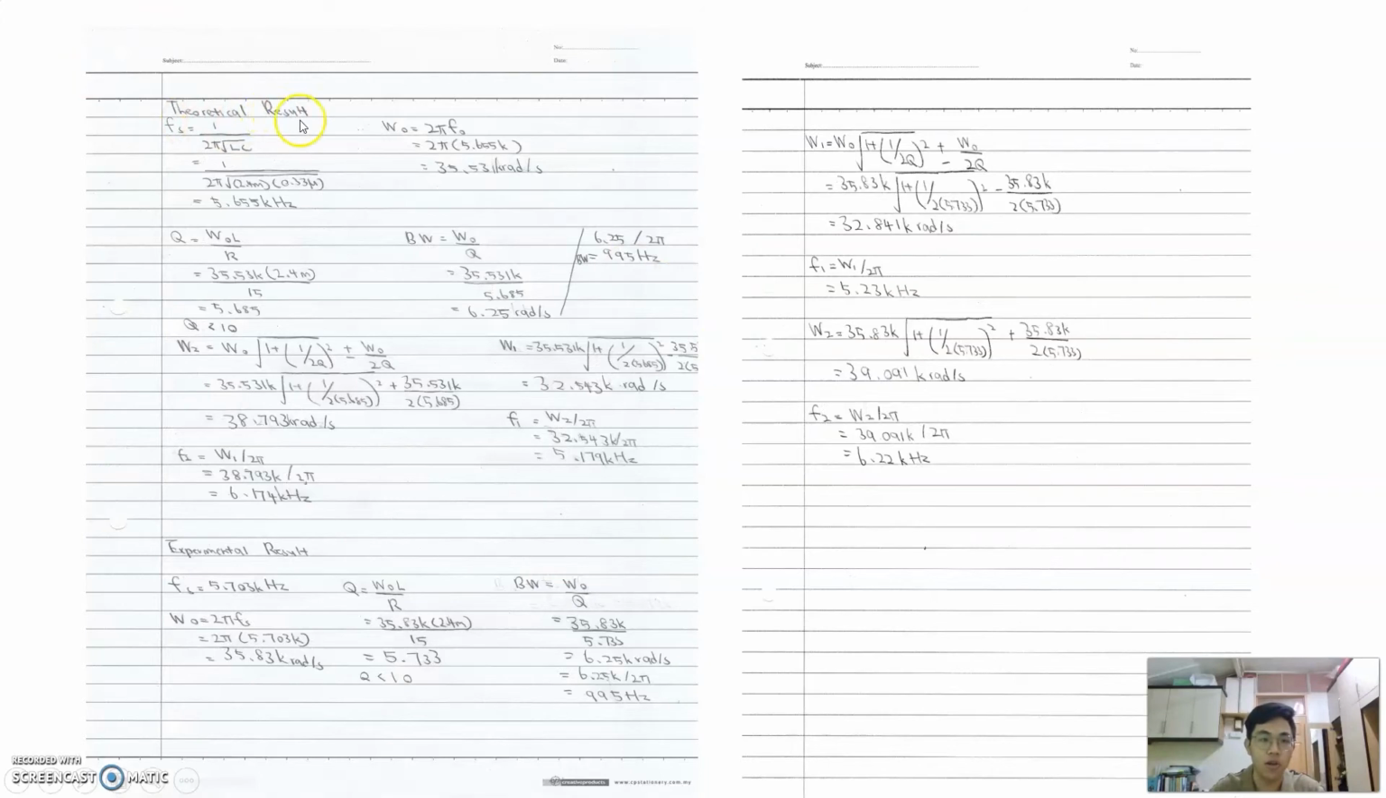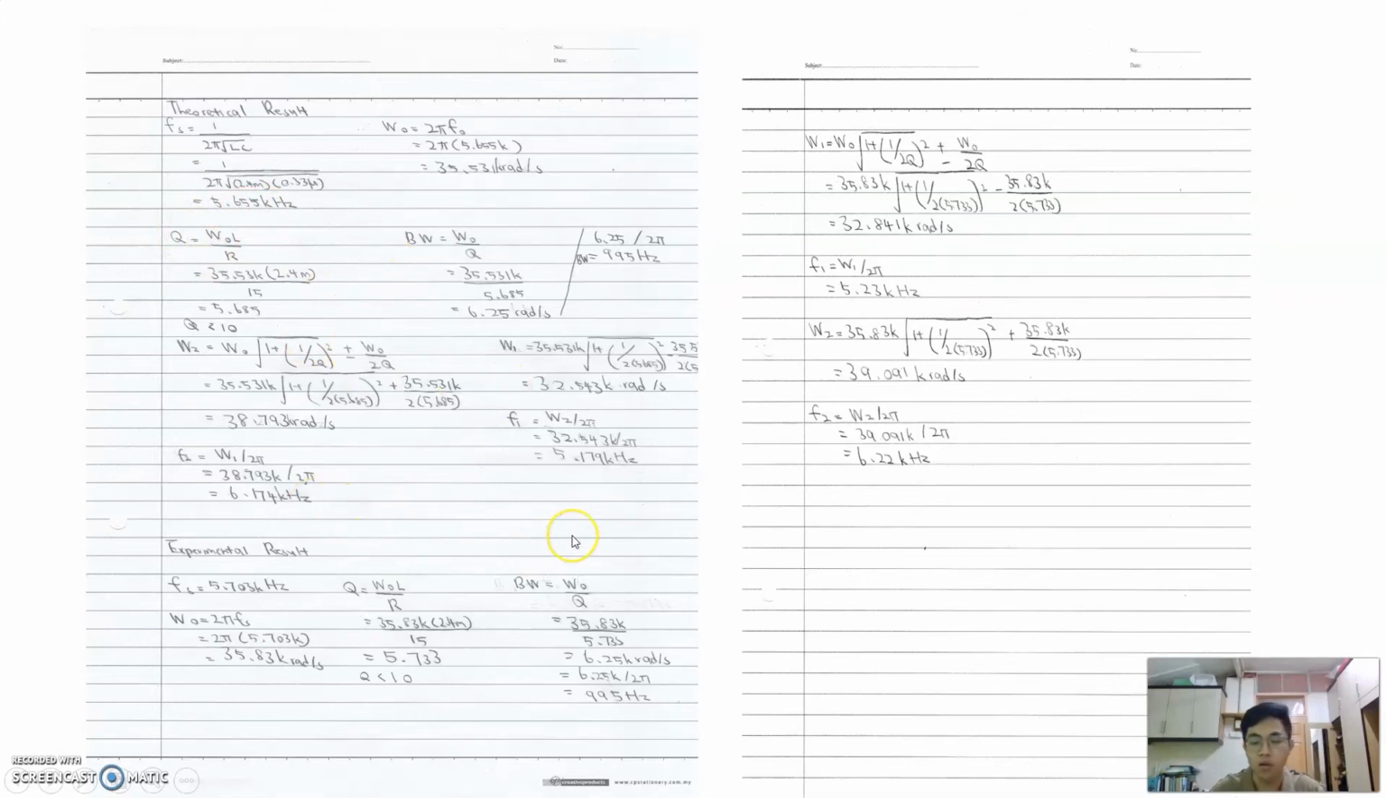Here is the theoretical result, which has the same procedure as the experimental result. First we need to calculate the resonant frequency, which is 5.65655 kHz, and we calculate the quality factor, the bandwidth, and the two half power frequencies.